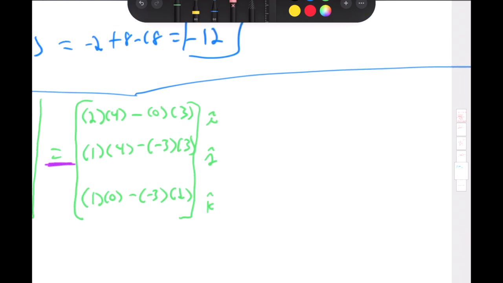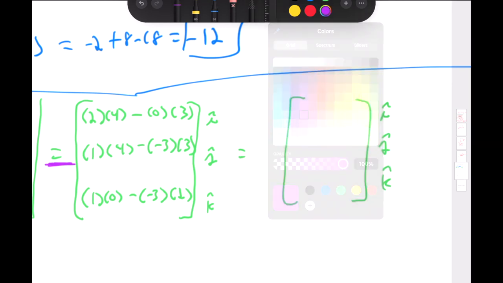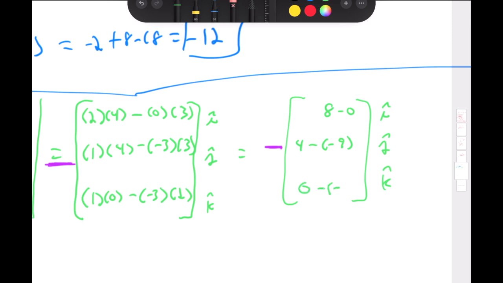Let's simplify. Okay, I'm going to rewrite my frame here: i, j, and k, and of course, not forgetting that j has an extra negative out front. That's just how this process works. So, let's take the i hat component. 8 minus 0 is going to be 8. Then 4 minus 9, that's going to be 13. But then there's an extra negative, so it'll be negative 13. But we have 0 minus a minus 6.